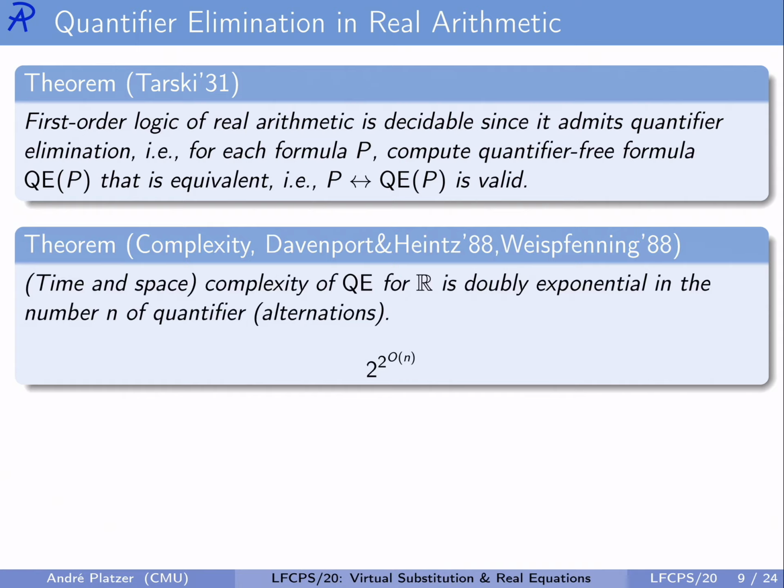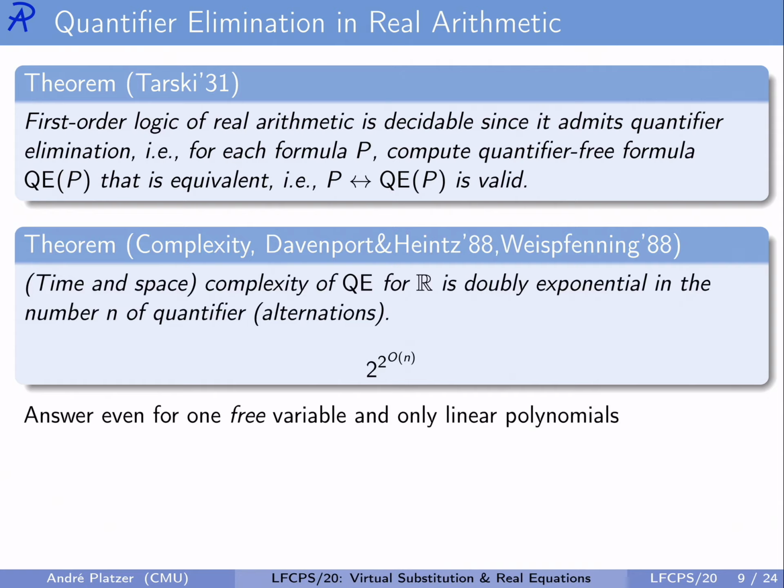Now, that was the good news. The bad news is that the complexity is not so amazing. I already told you that the complexity of Alfred Tarski's original seminal breakthrough result was non-elementary, so no tower of powers of two would have bounded the complexity of it. But a much more practical procedure and results by Davenport-Heintz, and in particular also Volker Weispfenning from '88, show that the time as well as the space complexity of quantifier elimination for real arithmetic is much better than that, but still kind of bad, namely doubly exponential in the number of quantifier alternations. In practice, often doubly exponential in the number of quantifiers, unfortunately.